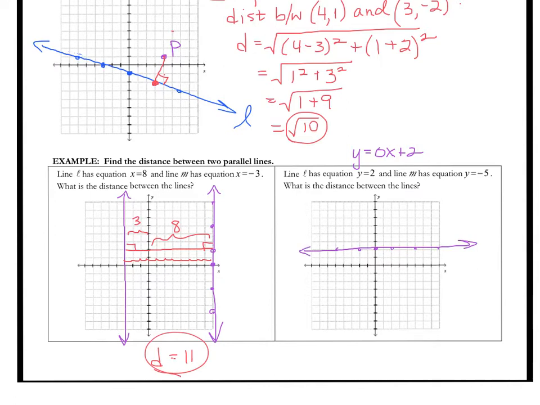Then we can also graph the line y equals negative 5. So 1, 2, 3, 4, 5. And a horizontal line through negative 5 would look like that. Now, how far apart are those lines?